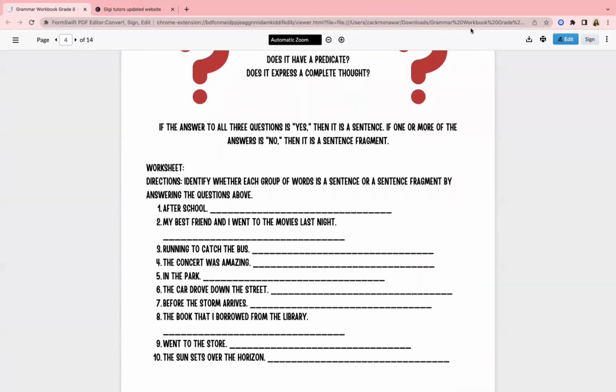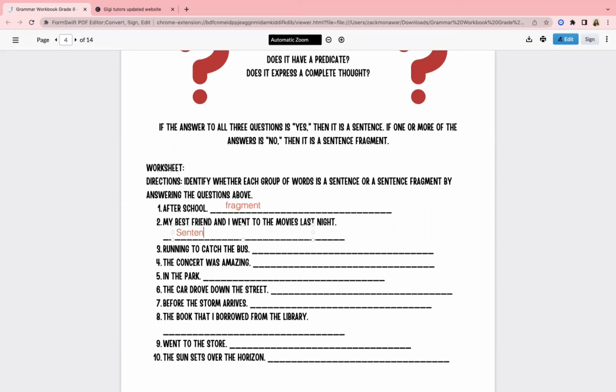So here we're going to identify whether each group of words is a sentence or sentence fragment. So the first one says after school. So does it have a subject? Does it have a predicate? No, and it does not express a complete thought. What happened after school is something we would want to ask. Now we're going to go to number 2.